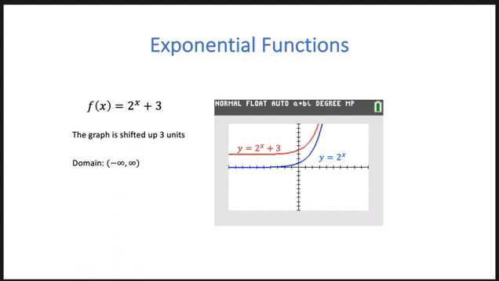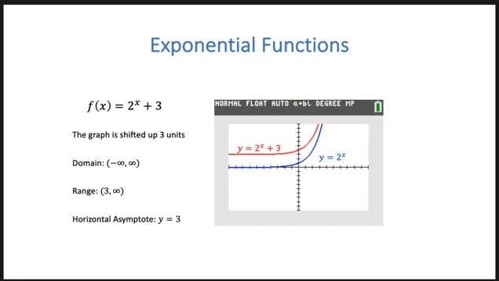And the characteristics, the domain, all real numbers. You can plug anything in for x. But the range here goes from 3 to infinity. It will never be equal to 3 because 2 to the x cannot be equal to 0. But it's going to come pretty darn close. So that's our asymptote. y equals 3 is our asymptote.